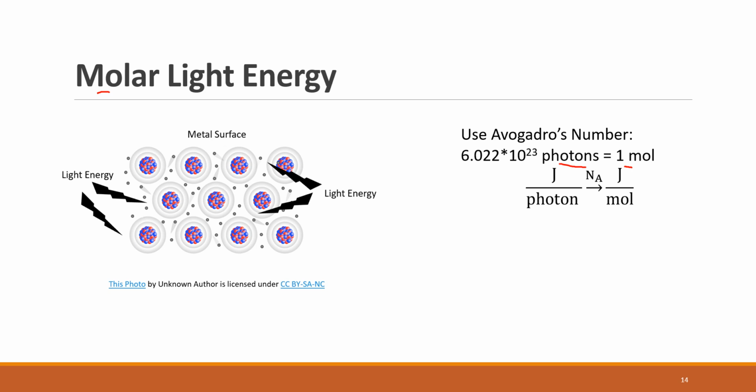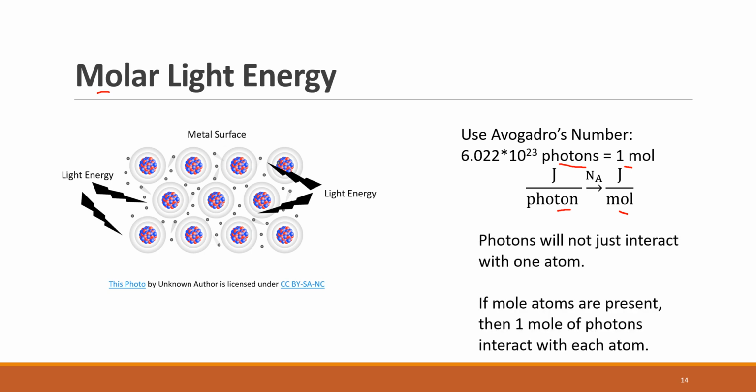So this is going to help us convert our units of joules per photon, which is what we just did with the previous equation, into joules per mole. So that's how we're going to use that, converting it from joules per photon to joules per mole.